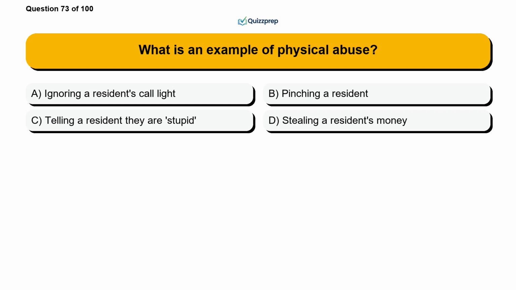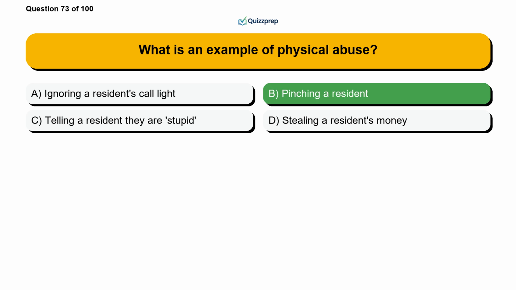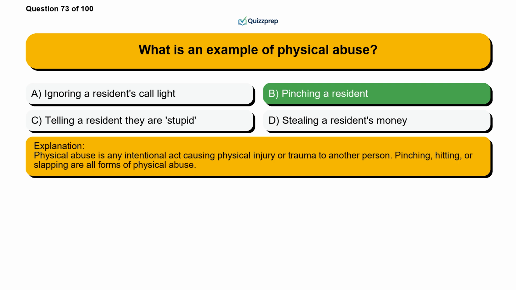Question 73. What is an example of physical abuse? Option A, ignoring a resident's call light. Option B, pinching a resident. Option C, telling a resident they're stupid. Option D, stealing a resident's money. The correct answer is option B, pinching a resident. Physical abuse is any intentional act causing physical injury or trauma to another person. Pinching, hitting, or slapping are all forms of physical abuse.